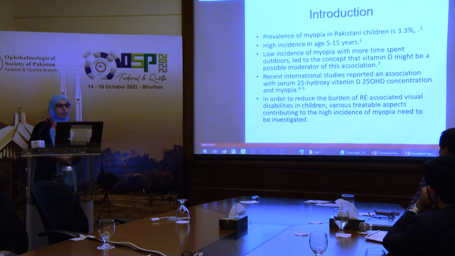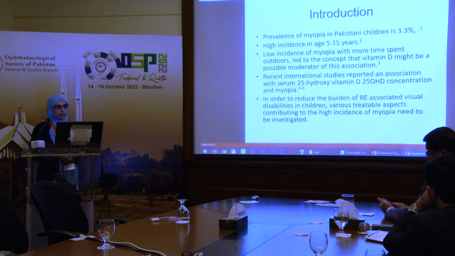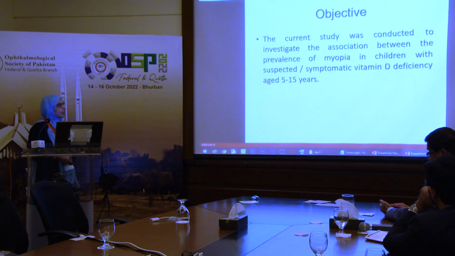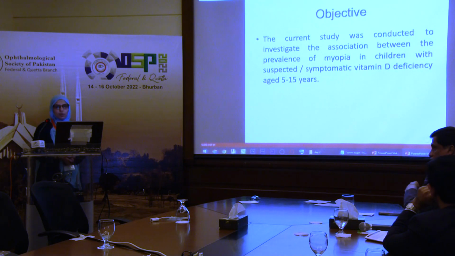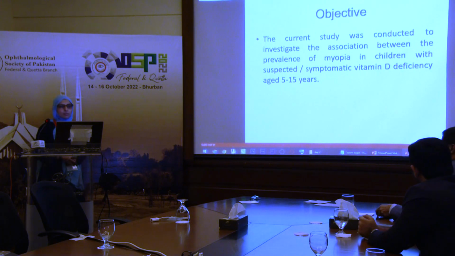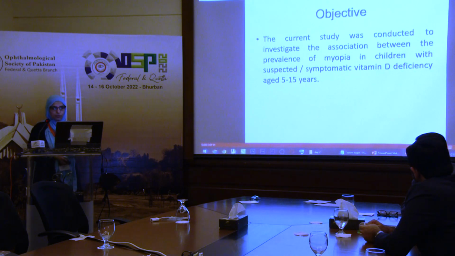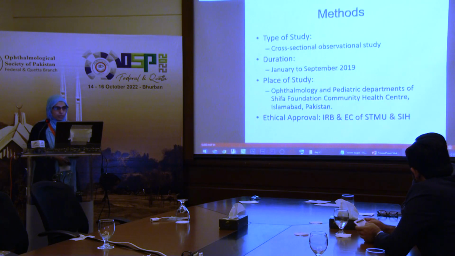Numerically, the vitamin D numbers were low for myopic patients, but this was not statistically significant. However, contradictory references are available. Some say that this is significant. So, the current study was conducted with the objective to investigate the association between prevalence of myopia in children with symptomatic or suspected vitamin D deficiency in 5 to 15 years age children.